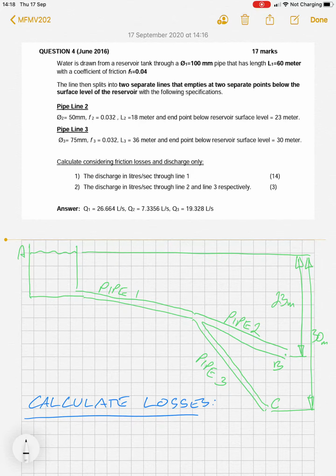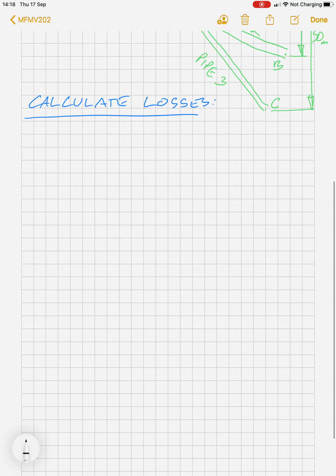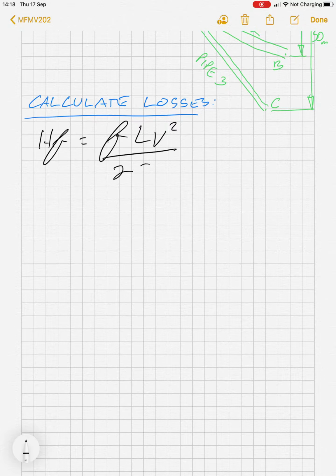Alright, so to calculate the losses in the pipes, we once again use the Darcy formula, and in this case we're going to use the original version. Head loss due to friction is f L V squared over 2 g D. So that's the velocity version of the Darcy formula.